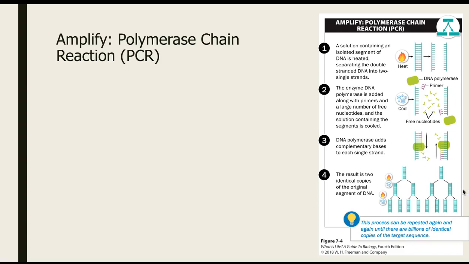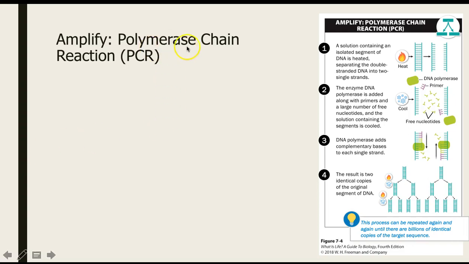So that's chop. What do you do with DNA once it's chopped? Well, one thing that you can do is you can amplify it. And amplify simply means to make more of or to make bigger, like an amplifier in music. So it makes the music louder. In this case, it makes more and more copies of DNA. And the technique that we use is called polymerase chain reaction.